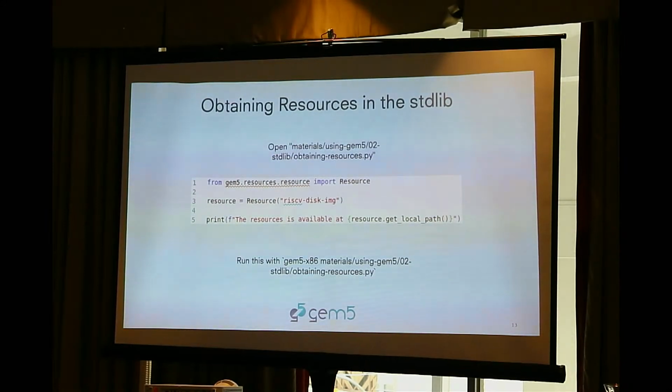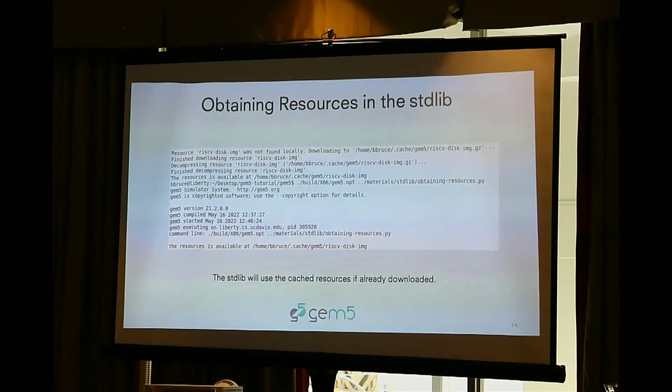Yes, and so you should already have gem5 x86 available inside your container if you're using the codespaces. And you'll get an output that looks a bit like this. I won't go through this line by line, maybe only the first. Okay, the first 5 lines are saying that the resource wasn't found locally, and then it's downloading it, and then it's decompressing it, it's putting it where it needs to go, and then if you run it a second time, it just goes, oh, it's already there, here it is. So that's how you obtain the resources in the standard library.